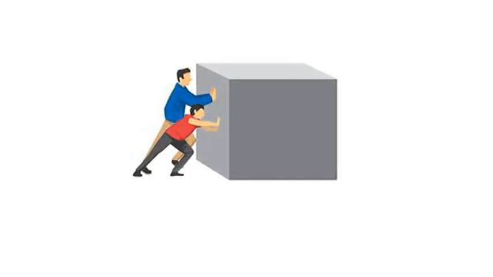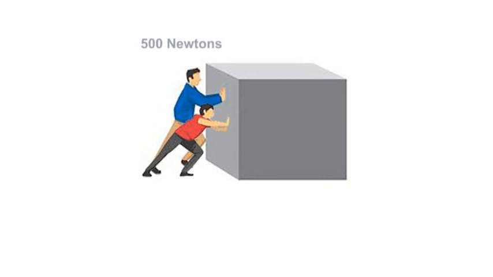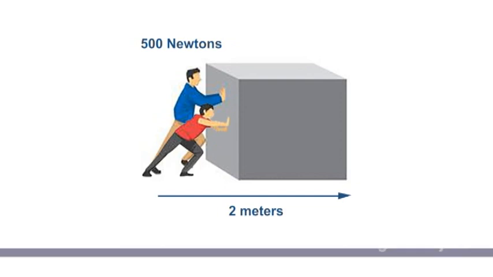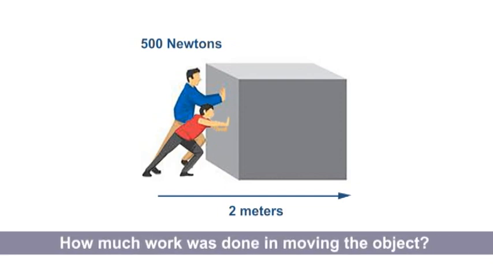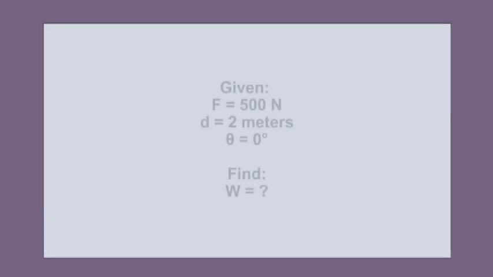An object was pushed with a constant force of 500 newtons and moved a distance of 2 meters. How much work was done in moving the object? In this problem, we are given the following data. F is equal to 500 newtons, D is equal to 2 meters, and theta is equal to 0 degrees, because the force vector and the displacement vector were in the same direction. We are being asked to get the amount of work done on the object.